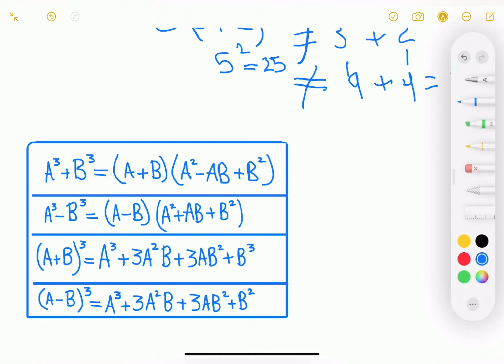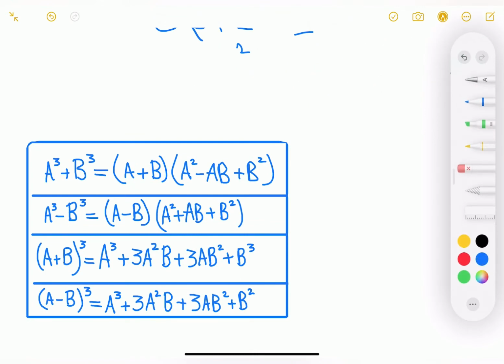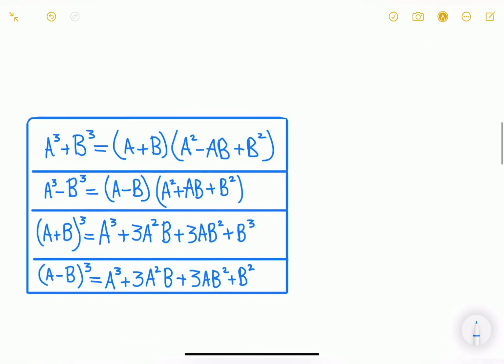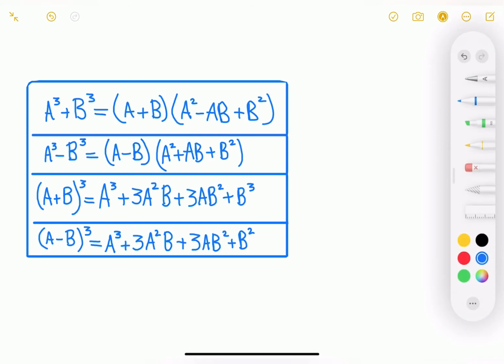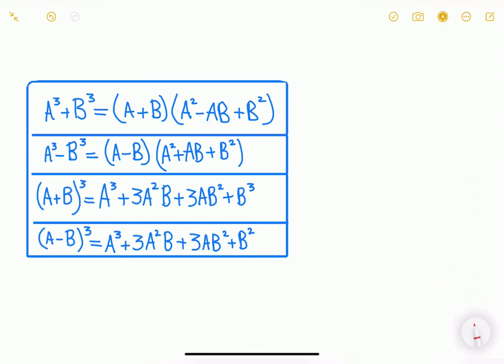So I'm going to just erase a little bit for more space. Just going to erase this. We're going to test out these. Okay, let's change the color since it's already blue. This is 1, this is 2, this is 3, and this is 4. And don't forget, we're going to use the same numbers. So A equals 3, we said, and B equals 2. Okay, got this. So what is 3 cubed?